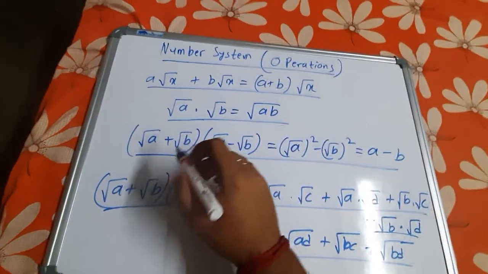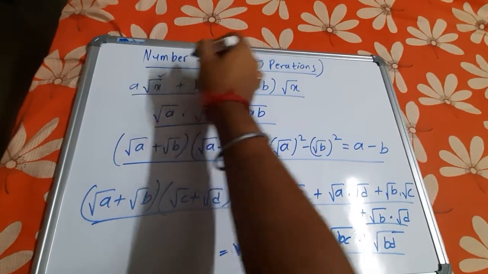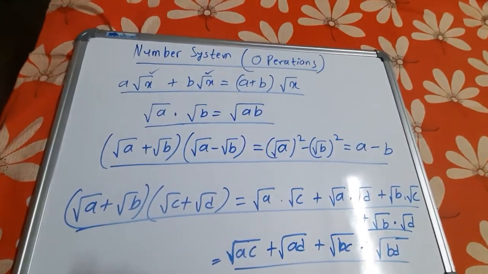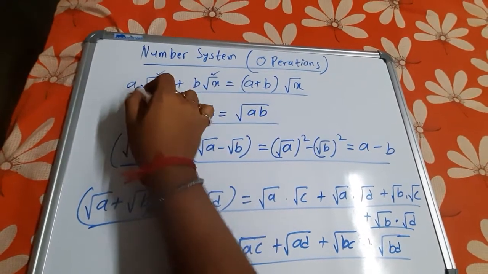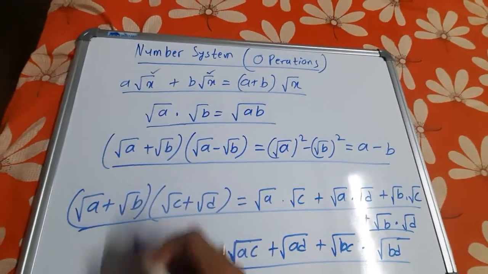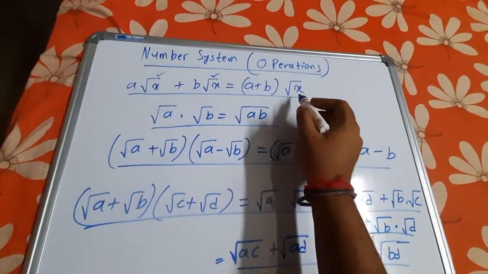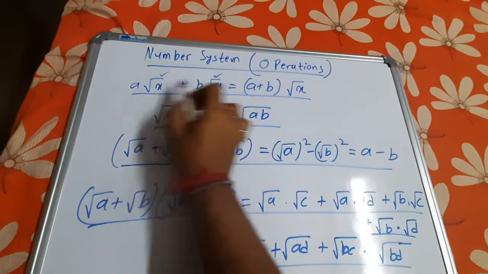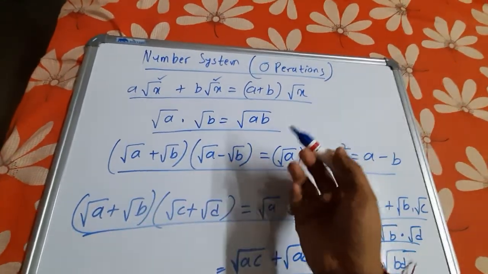Okay, see, the first operation is like this: a root x plus b root x. Suppose the root part of both the irrational numbers is the same, then the numbers in front of the root will be added. So in a root x plus b root x, root x is the same in both, so root x will remain as root x and this a and b will be added. Okay, this is one rule of operation.